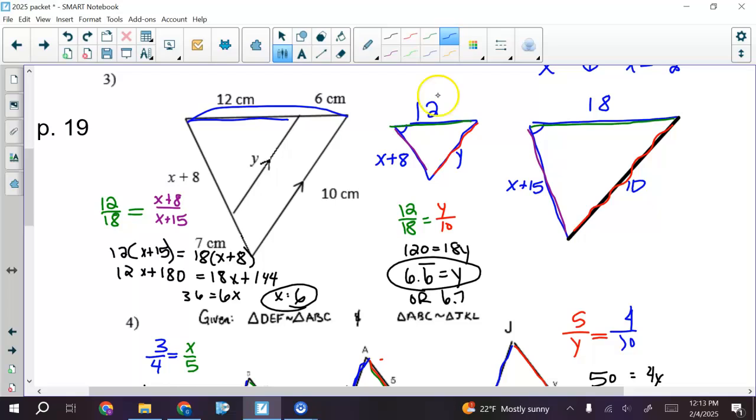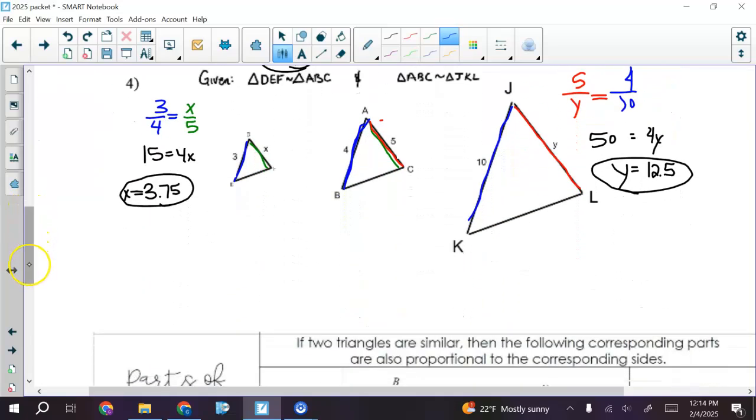Just be careful if you got an answer of 20, you probably forgot to add the 12 and 6, and you probably just put 6. And then you said y is 20, but y should actually be smaller than 10. So 6.6 repeating. All right, number 4, this one had 3 similar triangles.